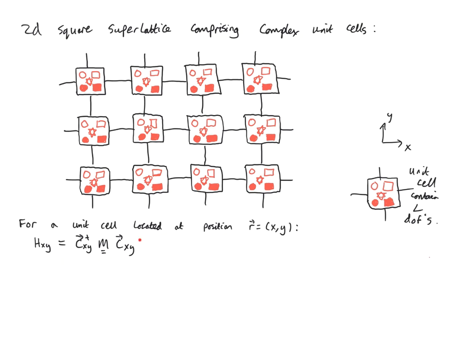And that Hamiltonian will look something like this. I'm going to call it Hxy for a given unit cell xy. It will consist of some creation operators labelled by xy for that particular unit cell, and destruction operators labelled by xy for that unit cell. And then there'll be some matrix M, which tells us about what's going on inside the unit cell. So if we have L degrees of freedom, this will be an L by L matrix, describing what's going on inside the unit cell.